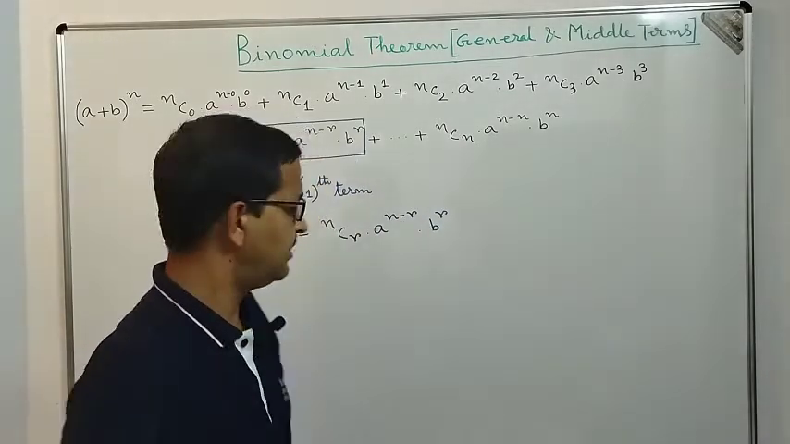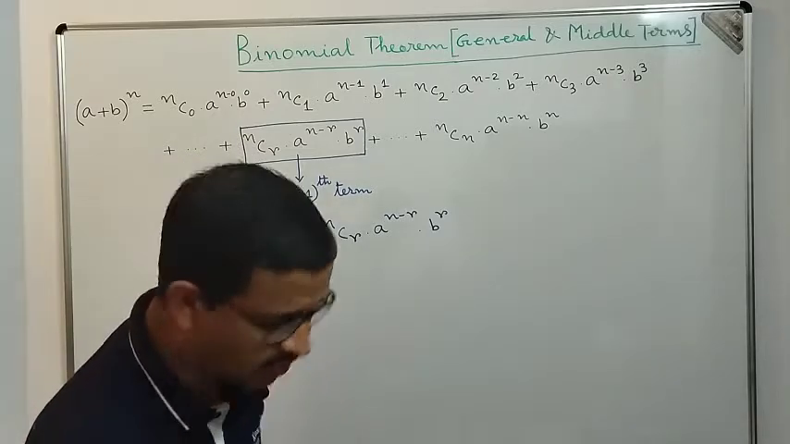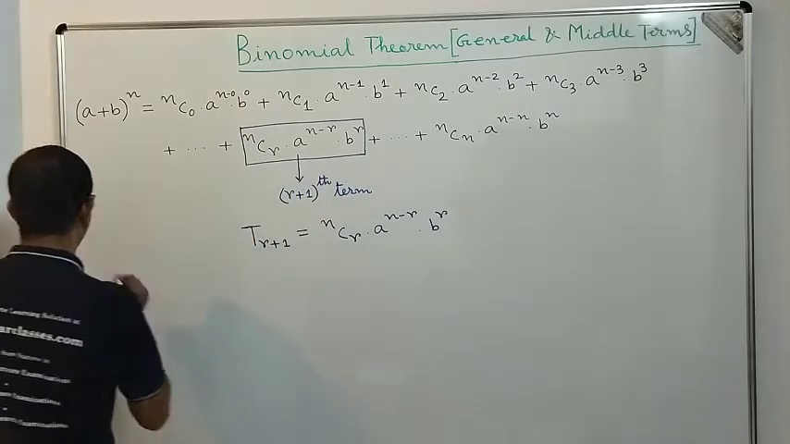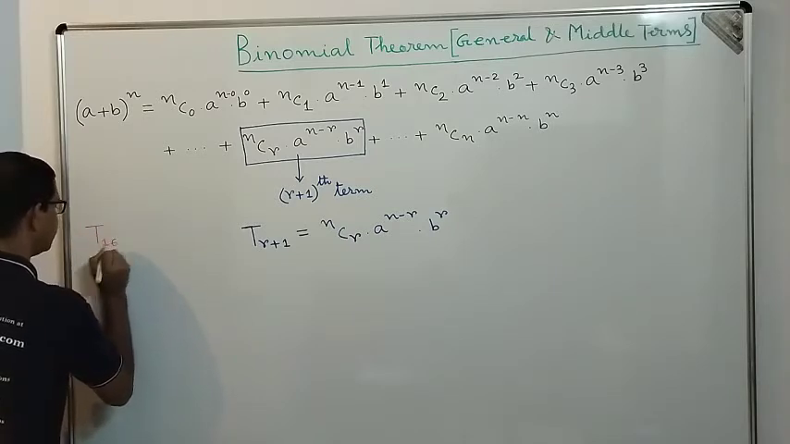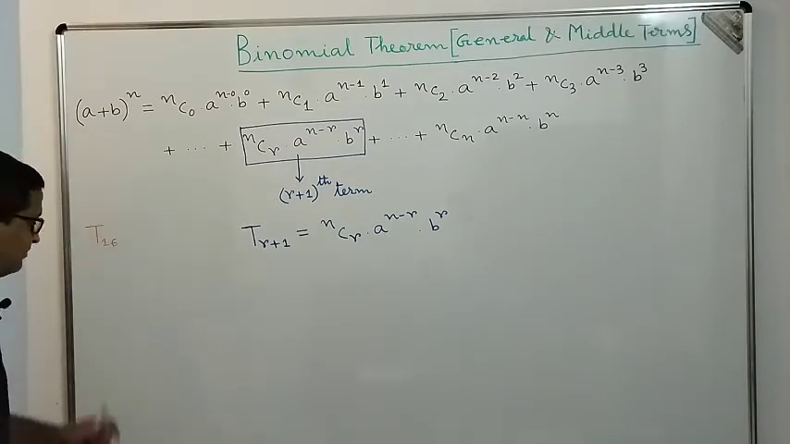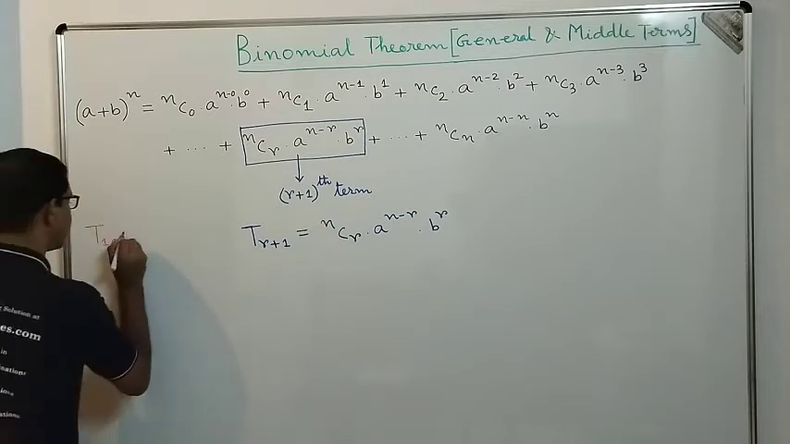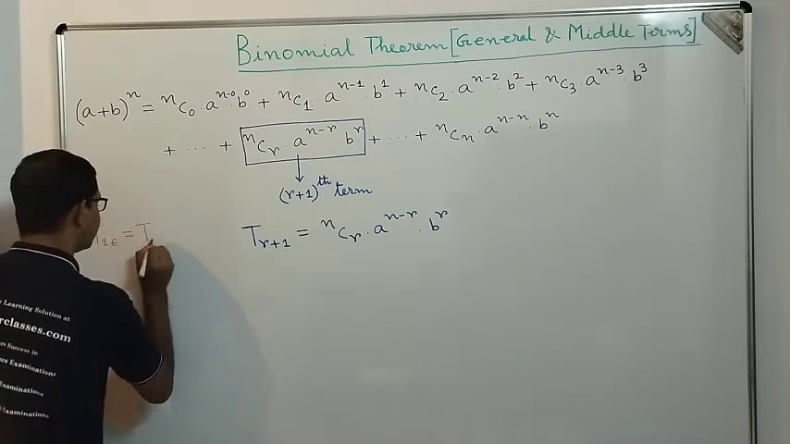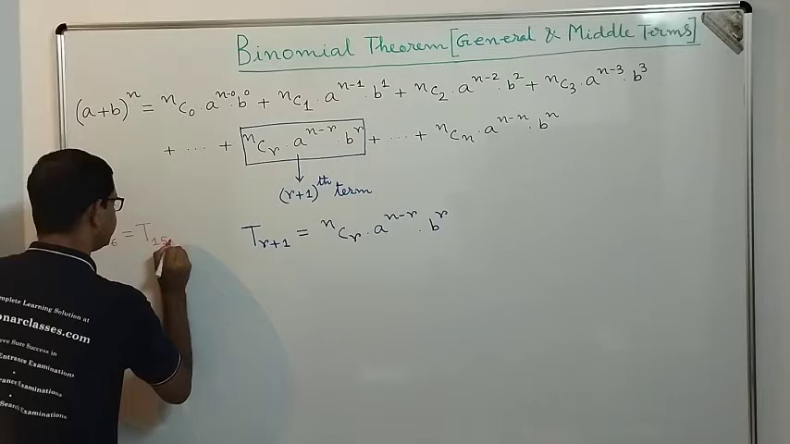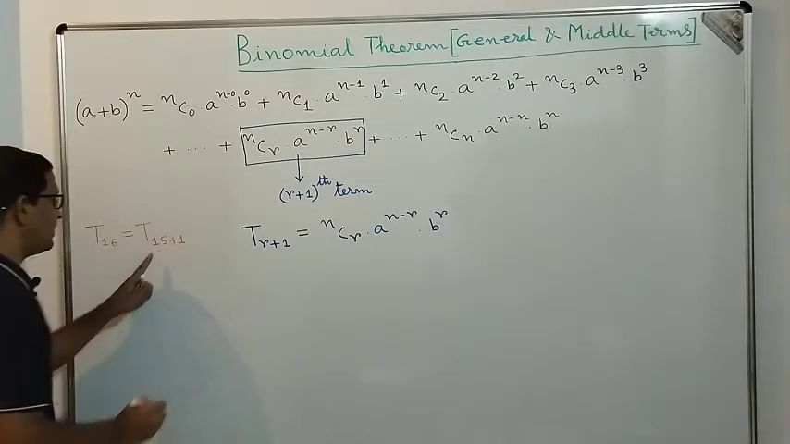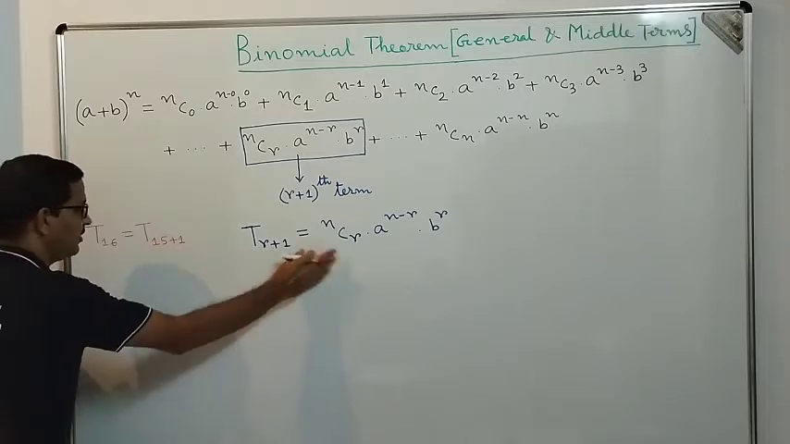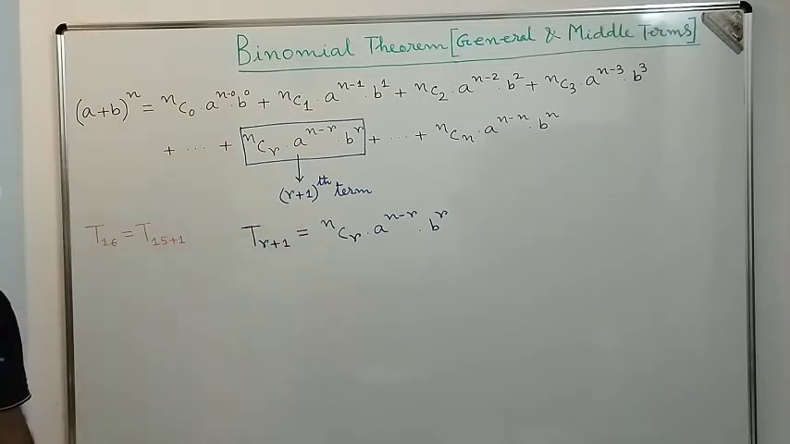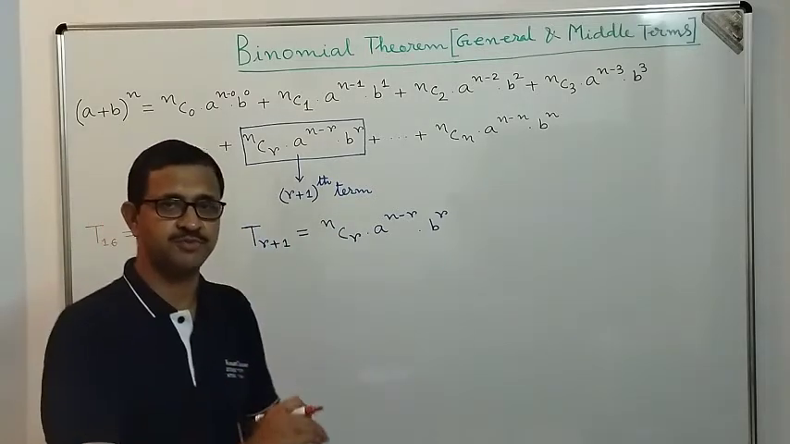In the future, when we are solving some questions, suppose we need to find the 16th term, that is t16. So how should we write this? Then we should write t(15+1). We will write t(15+1), and then we will apply this formula based on the value of n. Correct? So this is the way we should proceed.